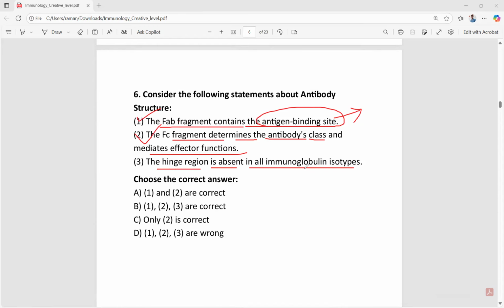பட் அதுதான் வந்து தப்பு. IgE and IgMல hinge region absent, and it is present in IgG, IgD, IgA. ஞாபகம் வச்சுக்கோங்க. ஸோ இந்த கொஸ்டினுக்கு 1 and 2 are the right answers. Option 3 is wrong.